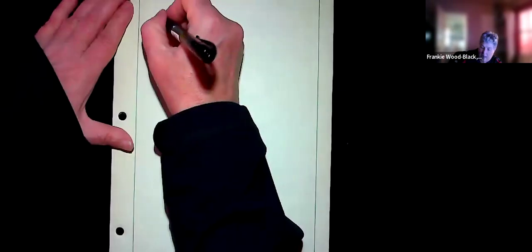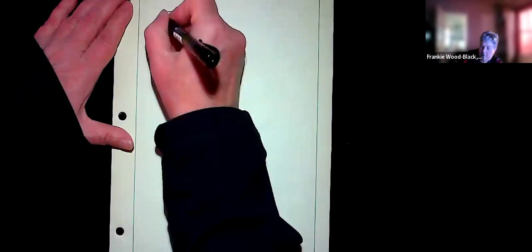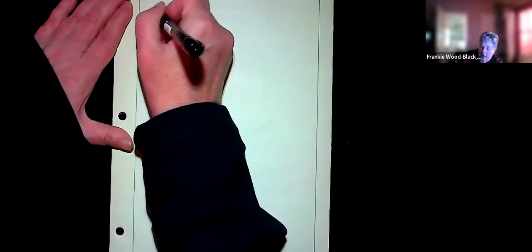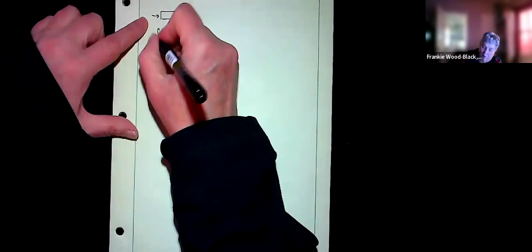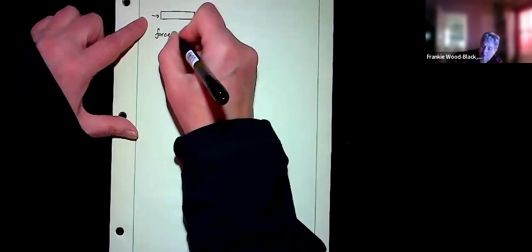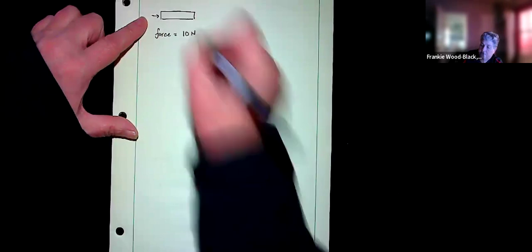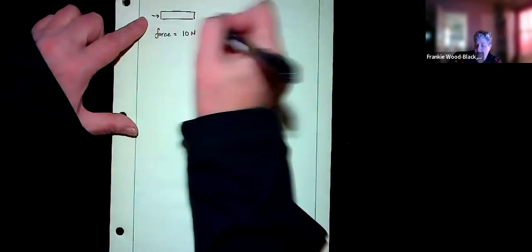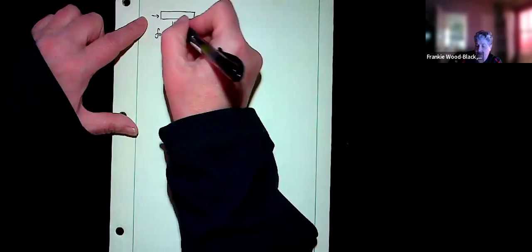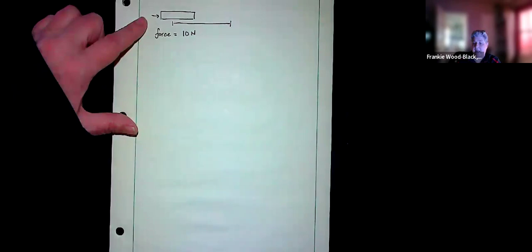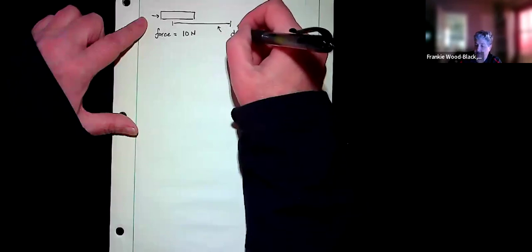So just like Skylar had asked, what we're going to do is apply a force, and we're going to actually measure the force applied. So let's say we're going to apply a force, and I'm just going to give it as 10 newtons. And when I apply that force of 10 newtons, this is going to slide, and it's going to start out, and it's going to slide a certain distance, right?